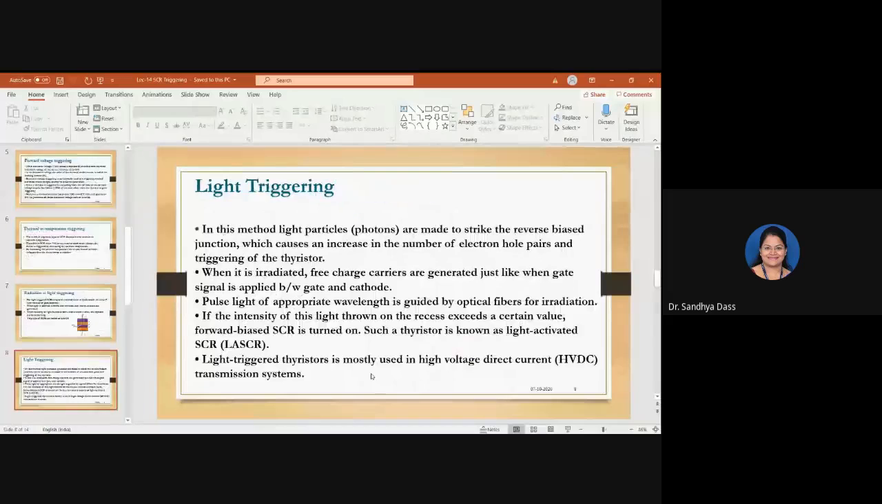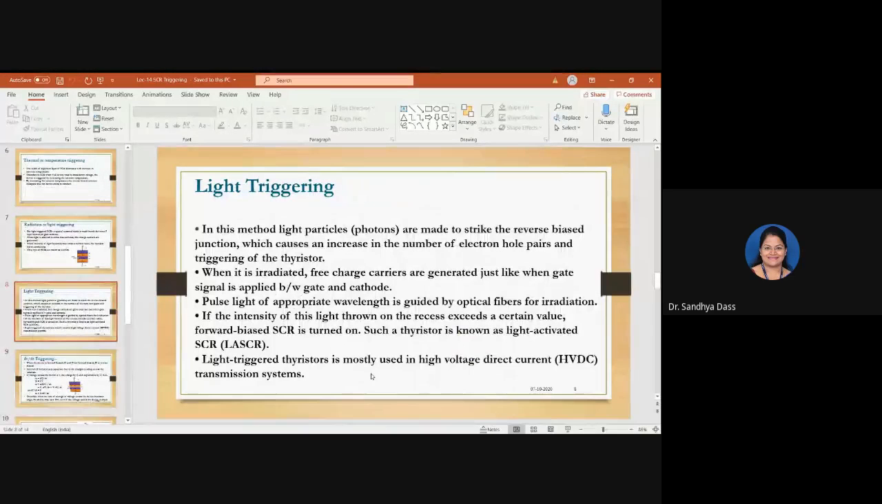Fine. So in light triggering, what happens? Some points to ponder here. In this method, light particles, that is photons, are made to strike the reverse bias junction. Which is the reverse bias junction here? The J2, right? The light particles will cause an increase in the number of electron hole pairs and it will trigger the thyristor. When it is irradiated, what do you mean by irradiation? Irradiation is nothing but the process of applying radiation, right?